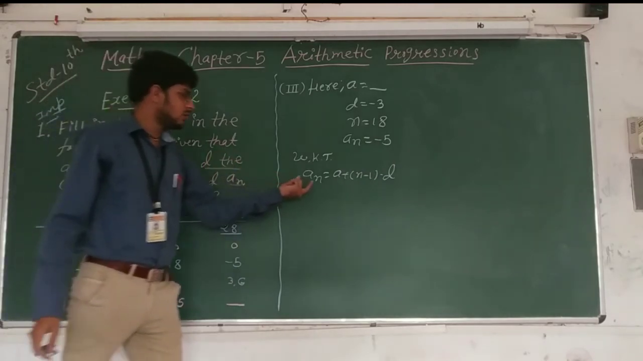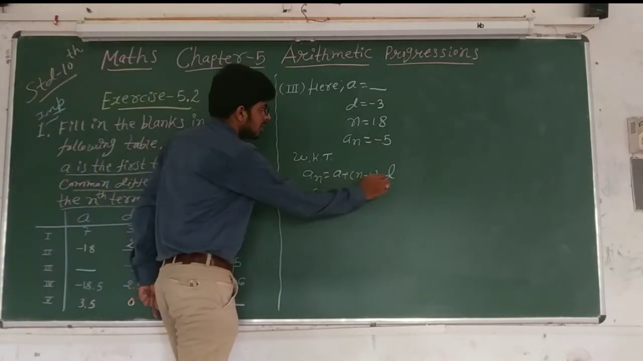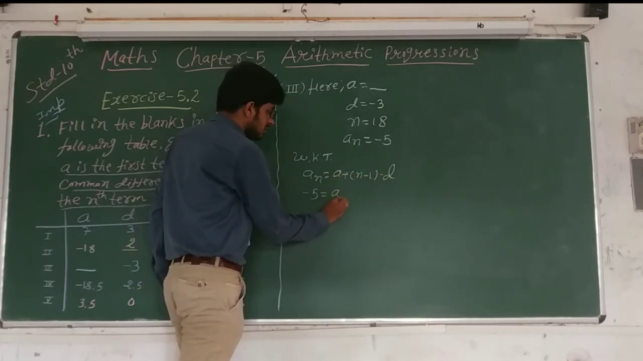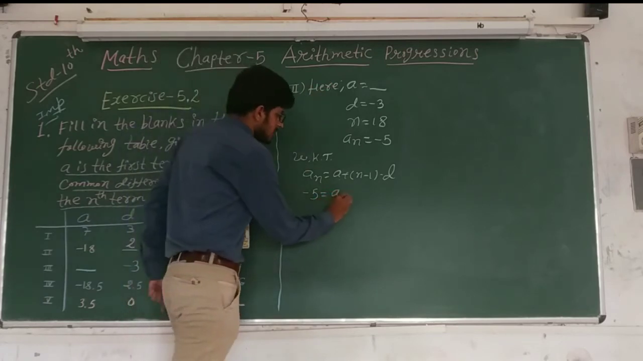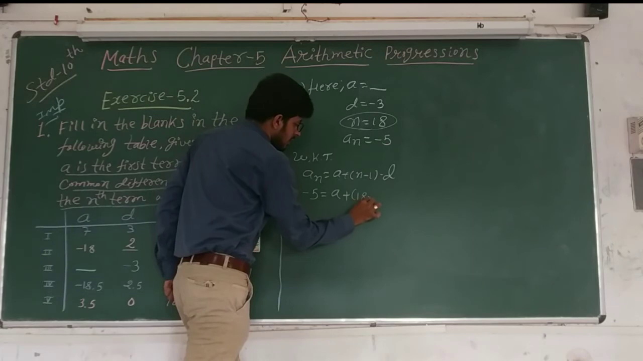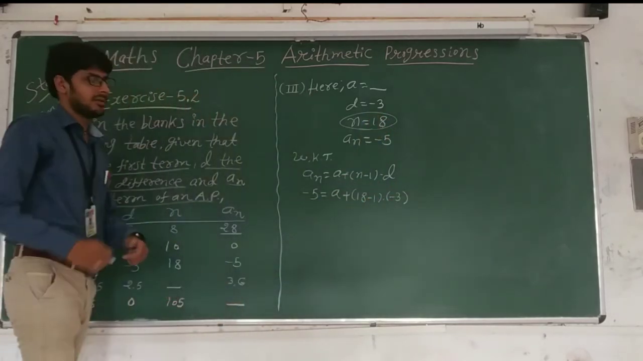So here the value of n is minus 5. So we are putting the value of a, n, and d, because we have to find out a. So a is this, n is this, plus n minus 1. Here the value of n is 18. So we get 18 minus 1 into minus 3, because d is minus 3.